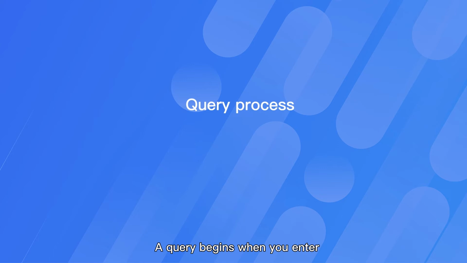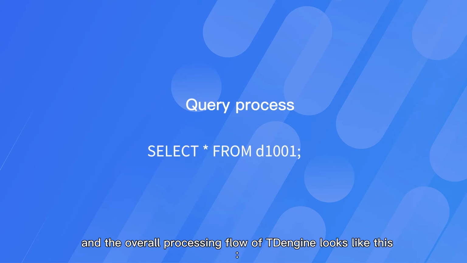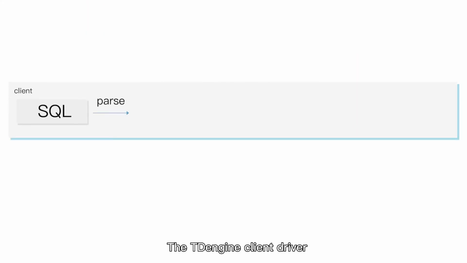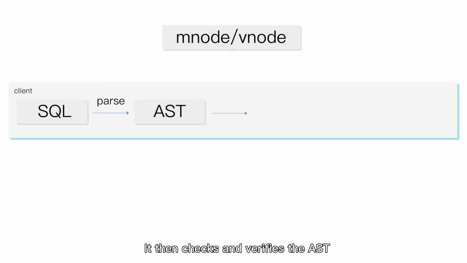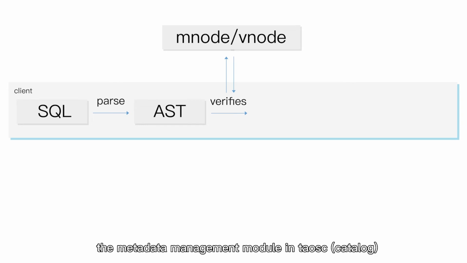A query begins when you enter a SQL statement, and the overall processing flow of TDengine looks like this. 1. The TDengine client driver, tausc, parses the SQL statement and generates an abstract syntax tree. It then checks and verifies the AST according to the metadata. During this stage, the metadata management module in tausc, catalog, requests the metadata of the database and table involved from the M node and V node.